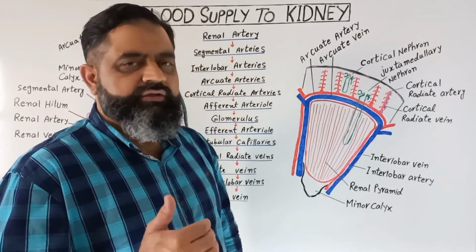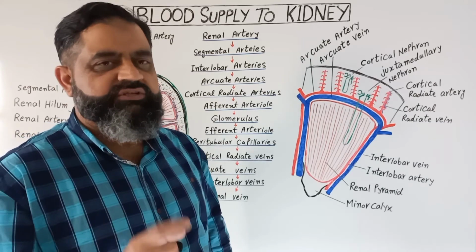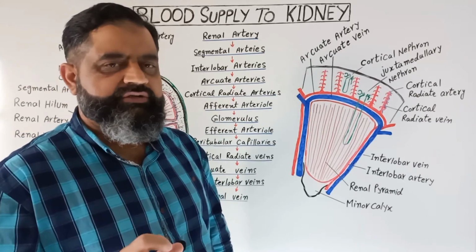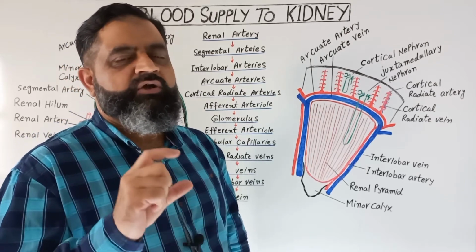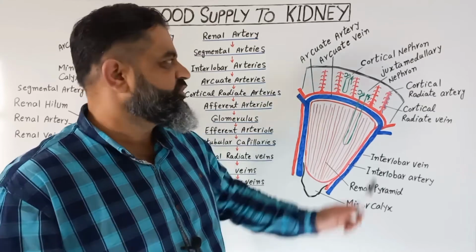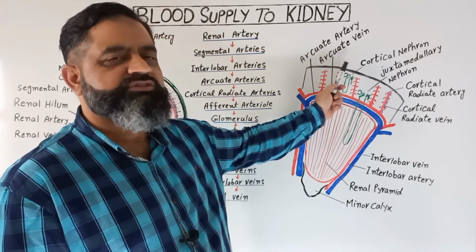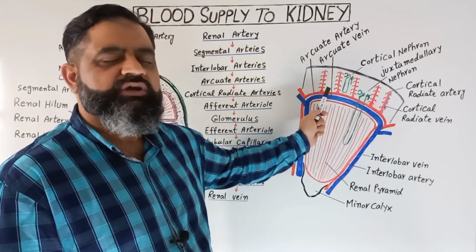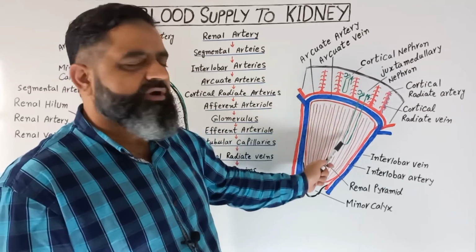Cortical radiate artery then divides into afferent arteriole, which is a smaller segment of the arteries, and afferent arteriole then divides into a group of capillaries known as glomerulus, which is surrounded by Bowman's capsule of the nephron. There are two types of nephron in the kidney: cortical nephrons, which are located in the cortical region of the kidney, and juxtamedullary nephrons, which are located deep in the medulla.